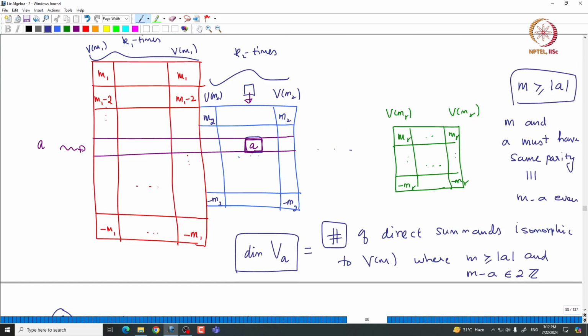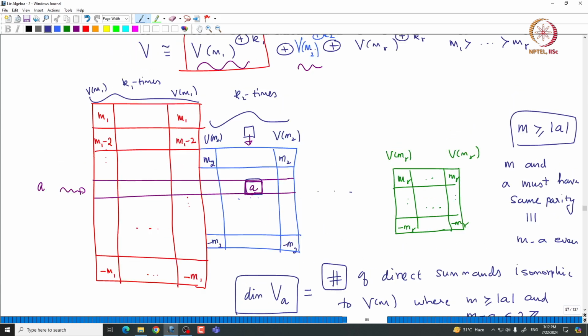Okay. So, now using these formulas, or maybe one can use the diagram to say very explicitly what is happening. Let us say I am interested in counting this K1. How many times this V of m1 occurs inside capital V. If you think about it, that is exactly captured by the dimension of this V m1. Okay. So, if we take this particular space, this captures the number of times this V of m1 appears inside capital V. This is the dimension of V m1.